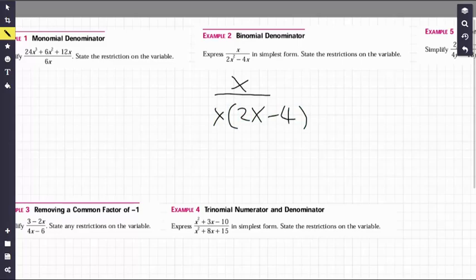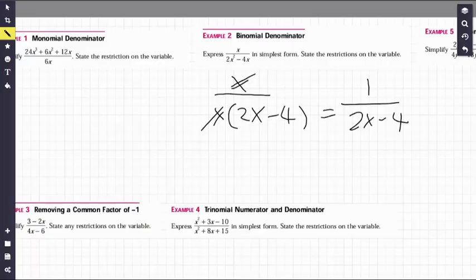You may notice that we can factor out one more 2, but it doesn't really matter. 1 over 2x minus 4. And that is pretty much it. Yeah, that is that. I believe so.